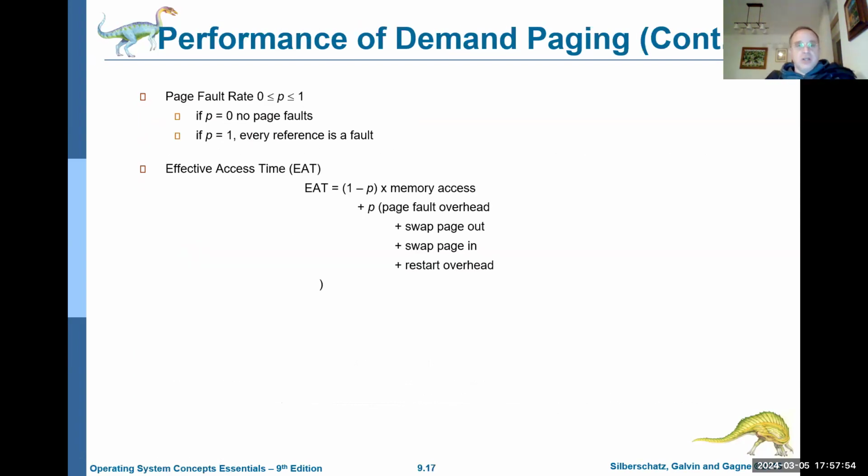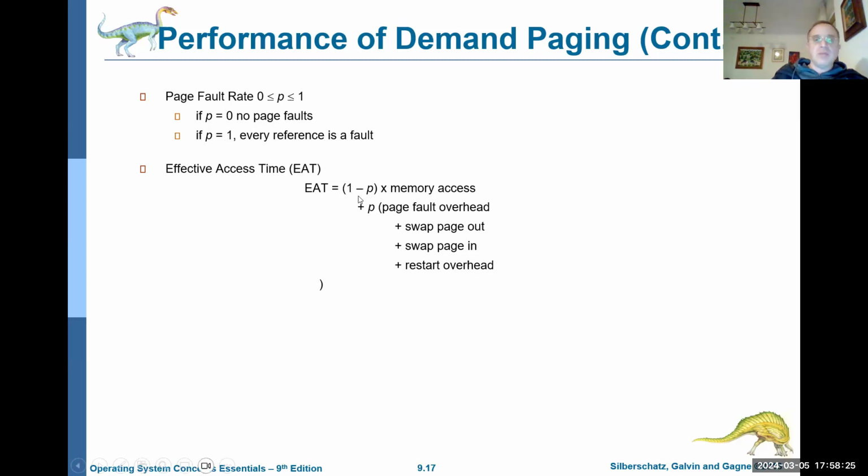Performance of demand paging. So we have something called the page fault rate. It's very similar to what we saw before, the EAT, effective access time. We talked about that before, but now we're talking about where we're actually going onto the disk. If P equals 0, then there's never a page fault. If P equals 1, then every reference is going to be a page fault. We're going to have page fault after page fault. Obviously, the rate is not going to be 0 or 1. It's going to be somewhere in the middle.